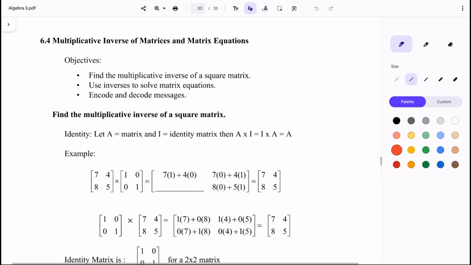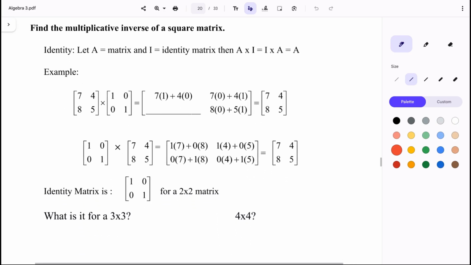So we're going to talk about how to find the multiplicative inverse of a matrix, of a square matrix specifically. A square matrix would mean it has the same dimensions for rows and columns, like a 2x2, a 3x3, a 4x4. Something like a 3x2 matrix is not considered square because it doesn't have equal elements in the rows and columns. And then we'll talk about how to use inverses to solve matrix equations. And then we'll also talk about how you could use matrices to do encoding or decoding of messages.